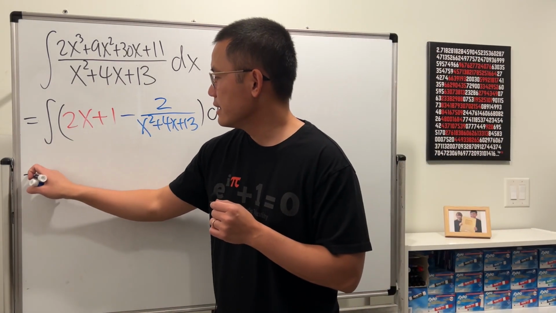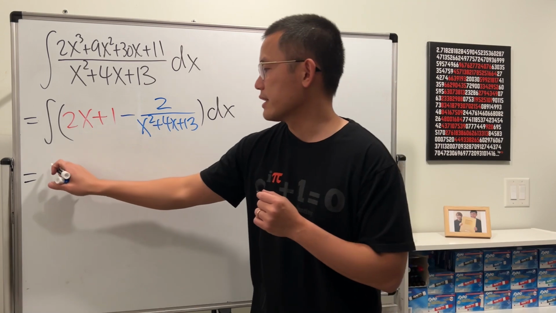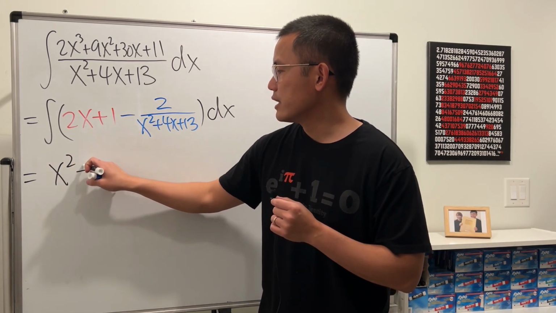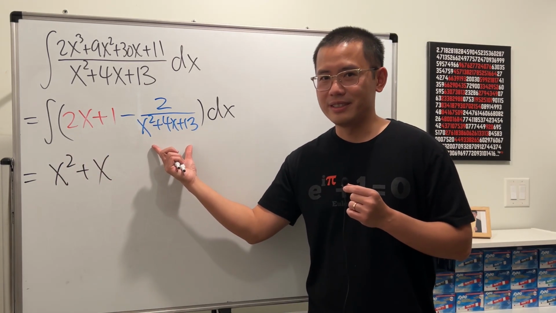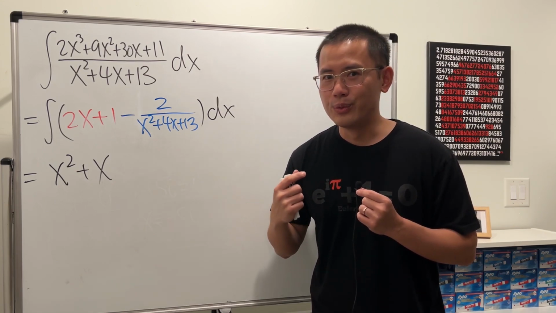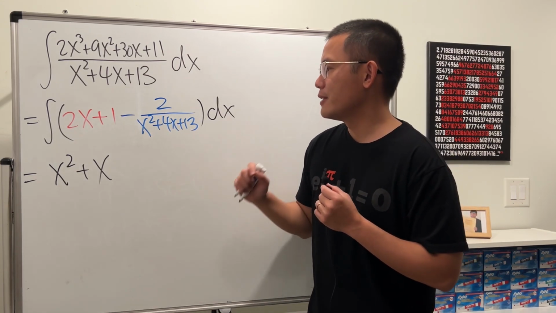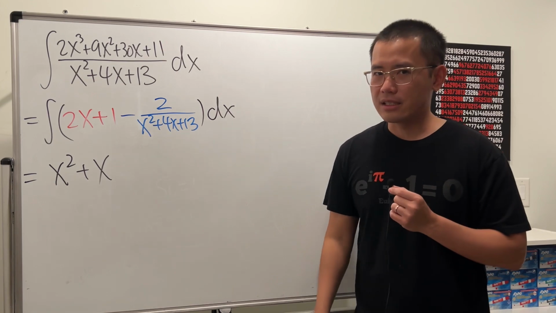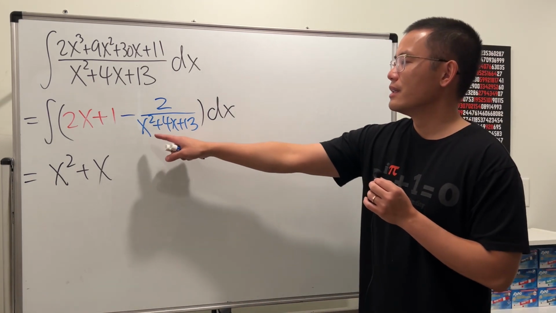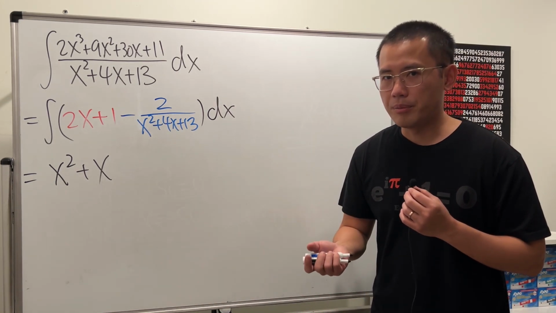So let's go ahead. Integrating 2x, we just get x squared. Integrating 1, we just get x. But now how do we integrate this? In fact, we will have to do more algebra because on the bottom, notice this is not factorable with real numbers. This is the case that we will have to complete the square.